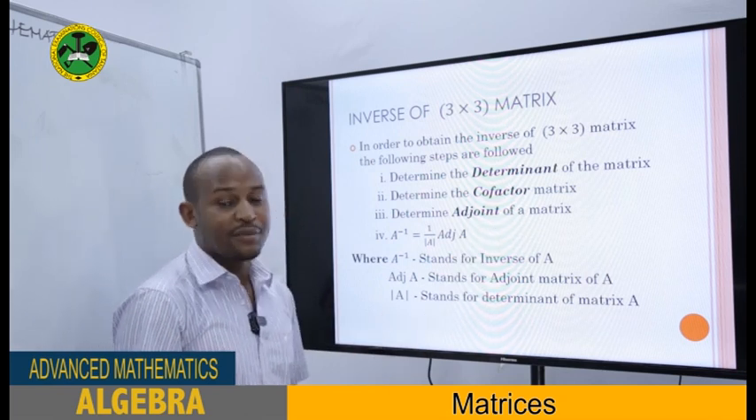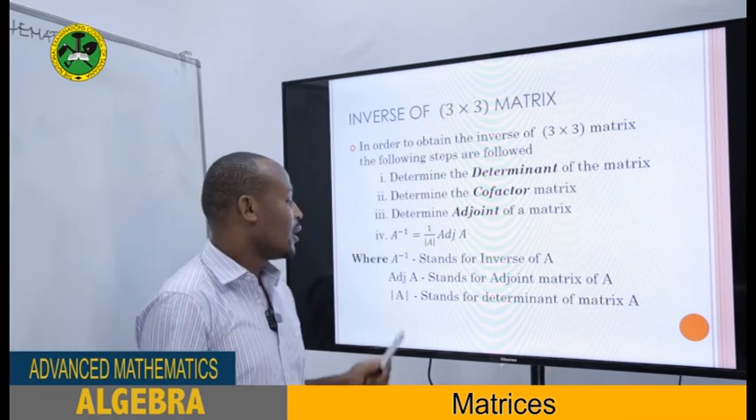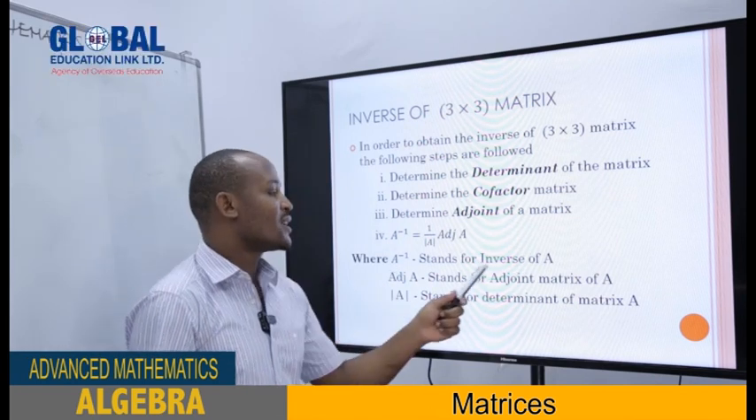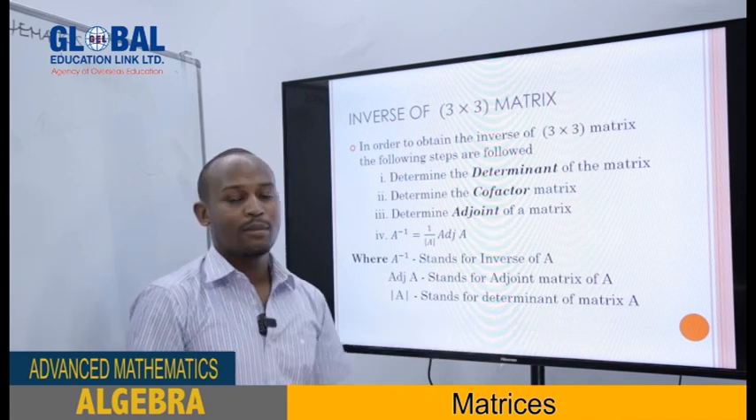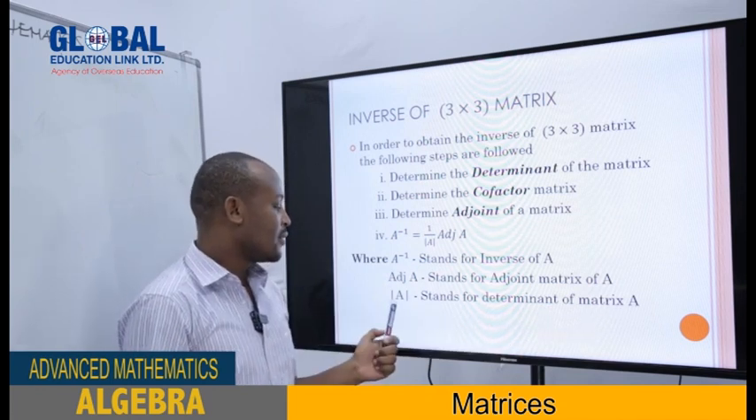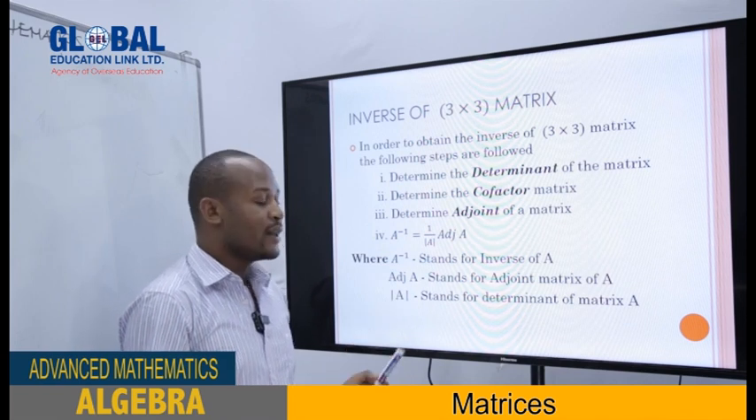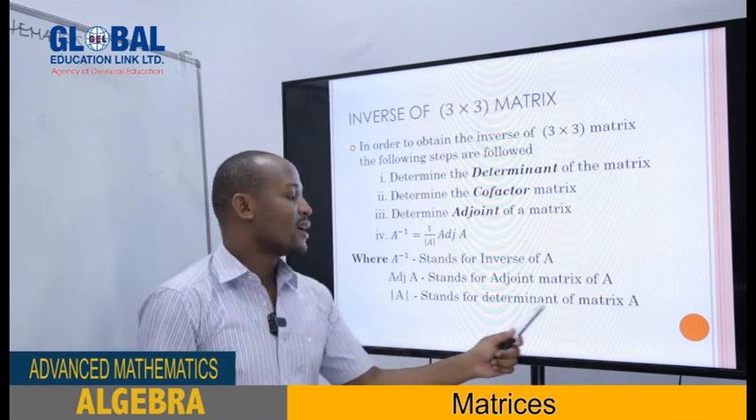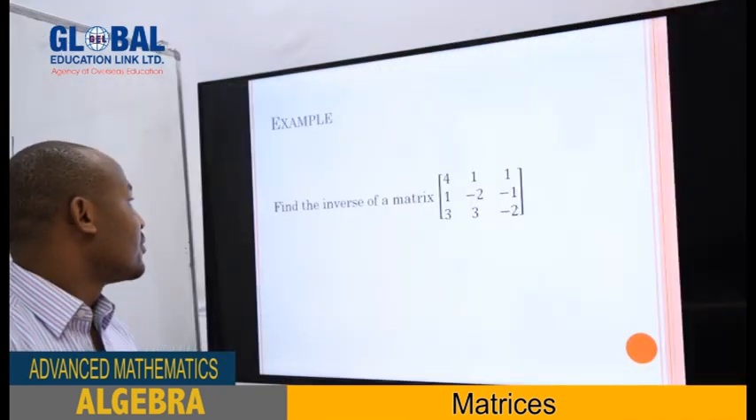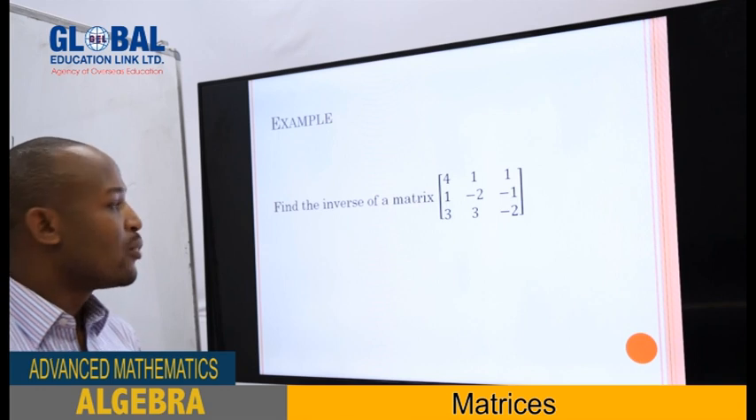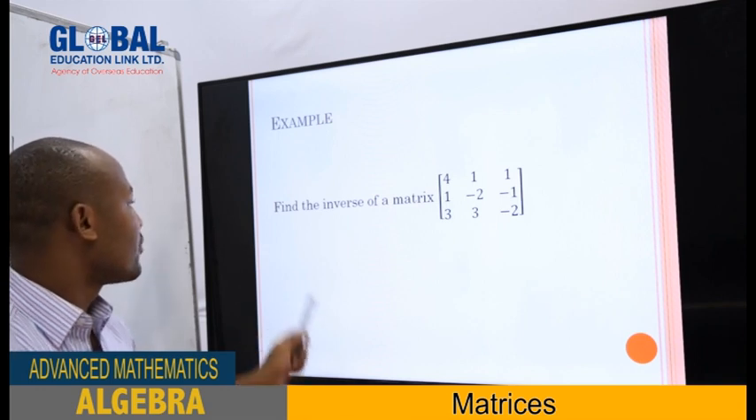Then we have some abbreviations there. We have A raised to negative 1, that stands for the inverse, and adj of A, that stands for the adjoint matrix of A, and then we have the absolute value of A, that stands for the determinant of the matrix A.